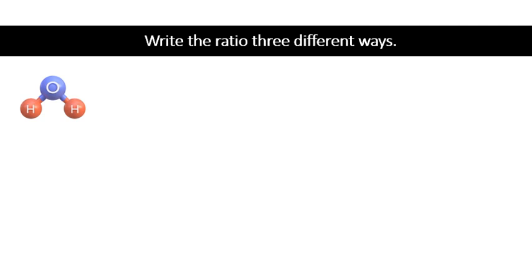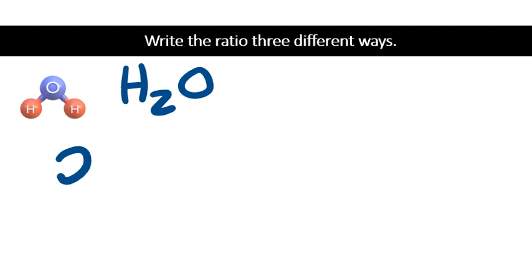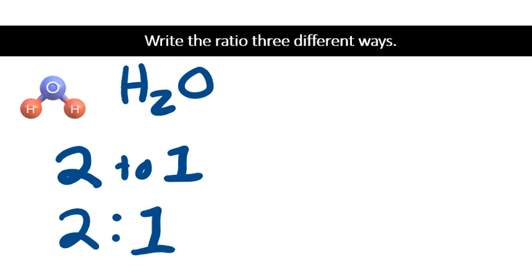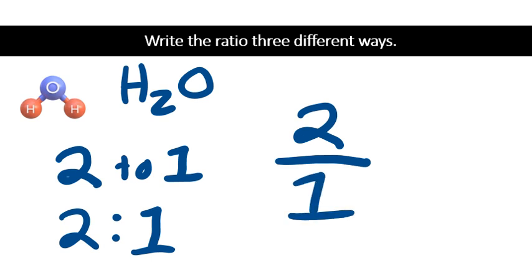So in this case, we know that water is represented by 2 hydrogens and 1 oxygen. That's where we get H2O from. But if I was trying to write it as a ratio, I mentioned the hydrogen first, so I could say for every 2 hydrogen, I need 1 oxygen. Or I could write it as 2 colon 1, or I could write it as 2 over 1. Very, very important when it comes to the quantities of atoms within a molecule and the types of atoms within a molecule.